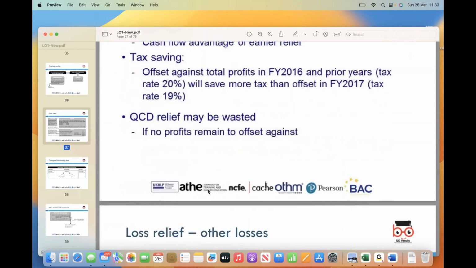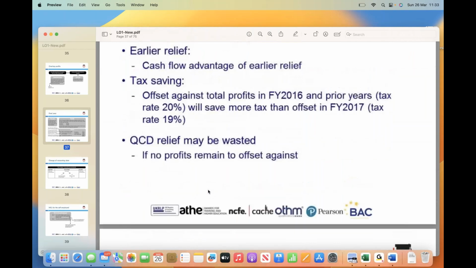So basically the only thing that can't be carried forward is the charitable donation. If no profit remains to offset against, you can't carry it forward. Yeah. Okay.